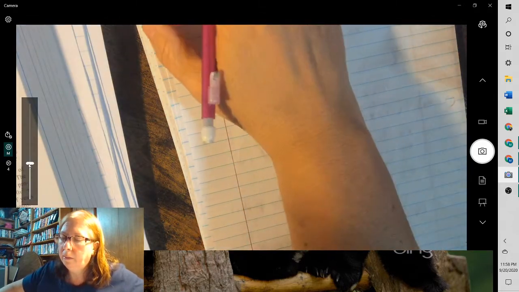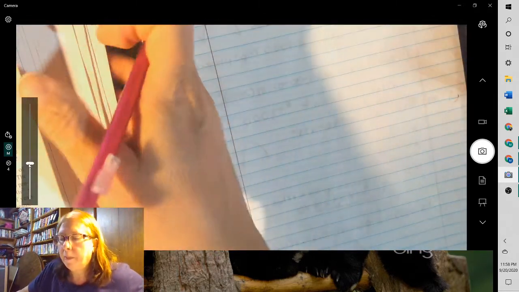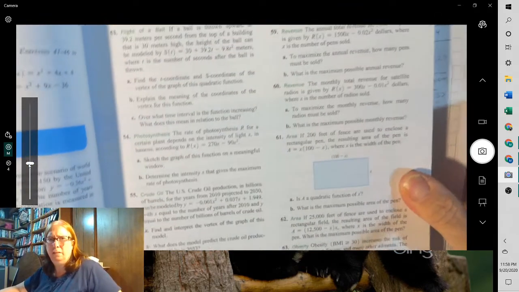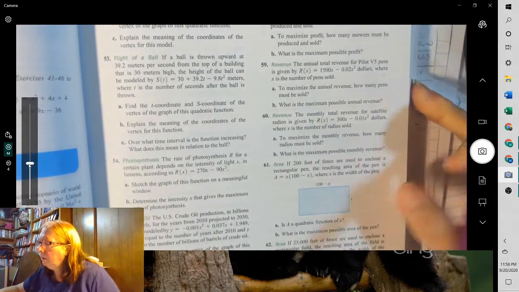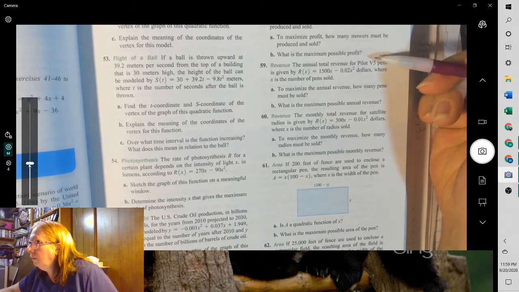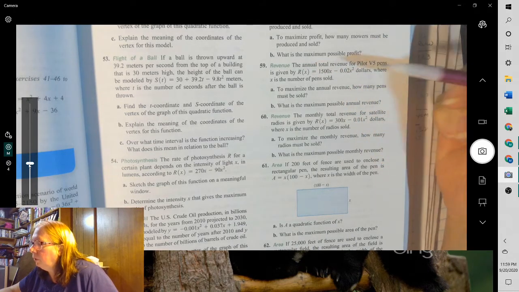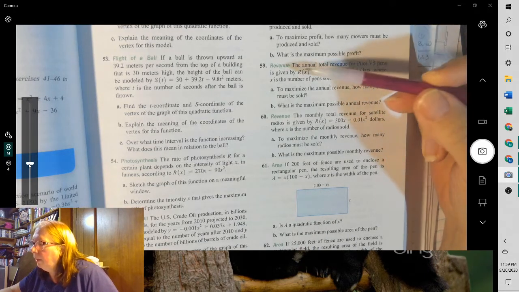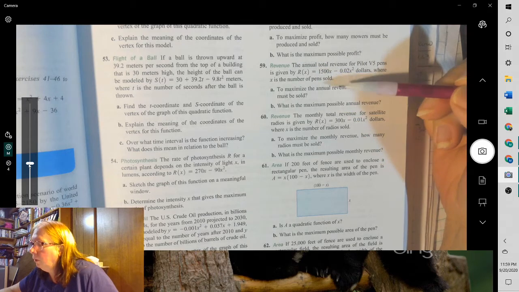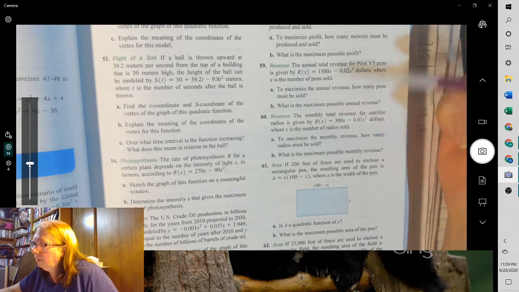Number 59 states the annual total revenue for Pilot V5 pens is given by this function in dollars, where x is the number of pens sold. Find the maximum revenue and the number of pens that get the maximum revenue.